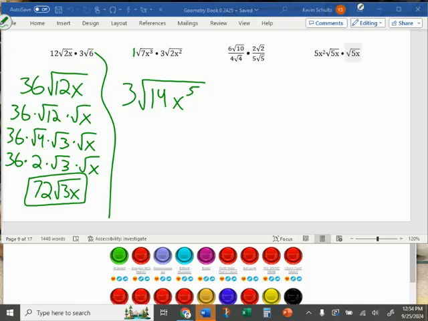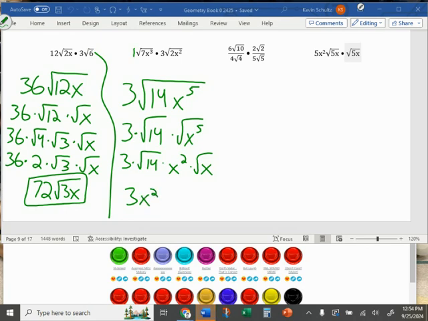In the 14, can the 14 be simplified? Our only options are root 7 and root 2. Neither of those are perfect squares, so we keep it as root 14. And then the root x to the fifth, if you need to look at your chart, it's back on PO61 part 1. What is the root x to the fifth simplified to? X squared root x. So we have 3 times root 14 times x squared times root x. Now everything that's outside of the root stays outside of the root together, 3x squared. What's inside the root, the 14 and the x, goes together as well.